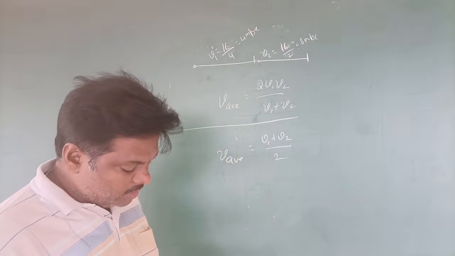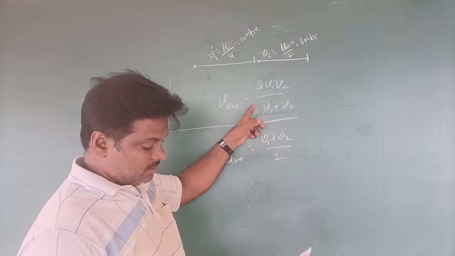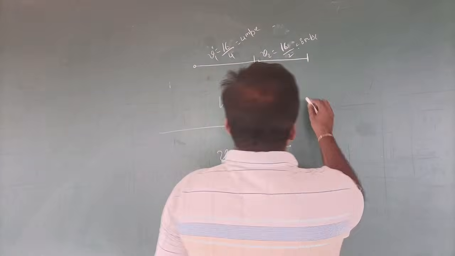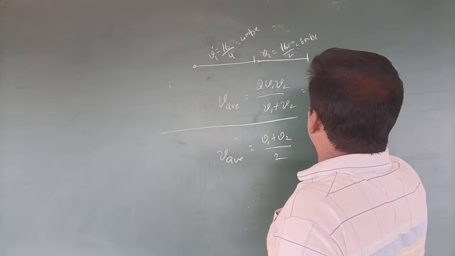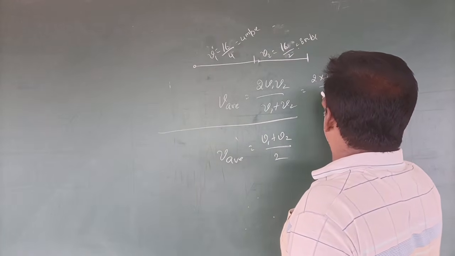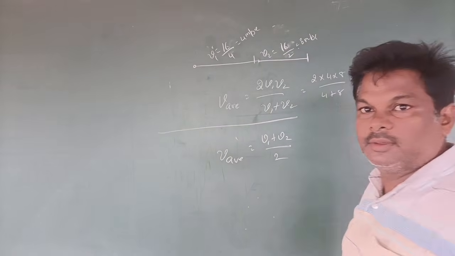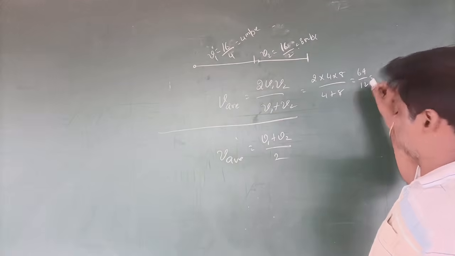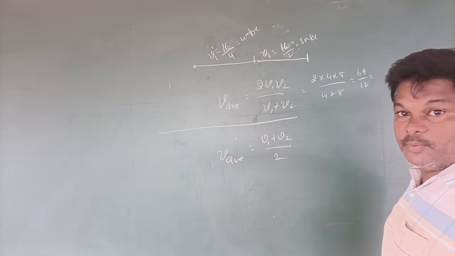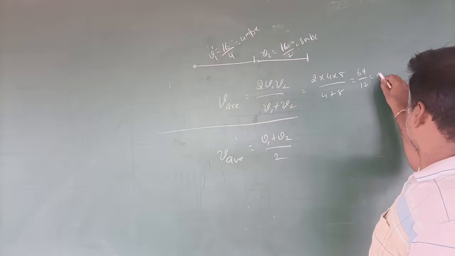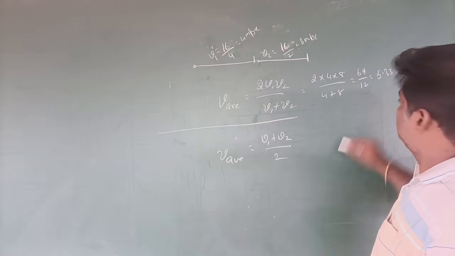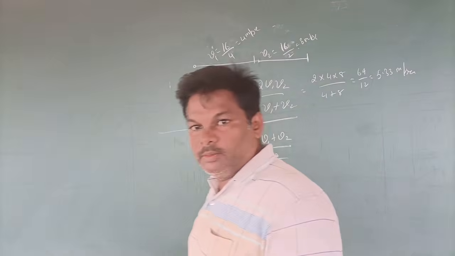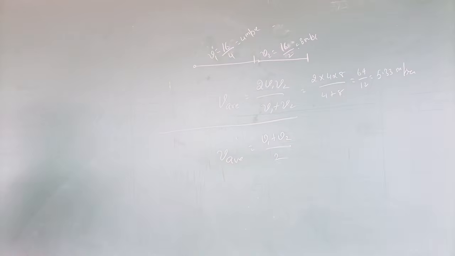Okay. So by using this formula, here you will get 5.33. Substitute values. So 2 into 4 into 8 by 4 plus 8. How much you are getting? 8 8s are 64 by 12. Then you will get your answer as 5.33 meters per second. Note it down by pausing this video. We'll go for the next problem.